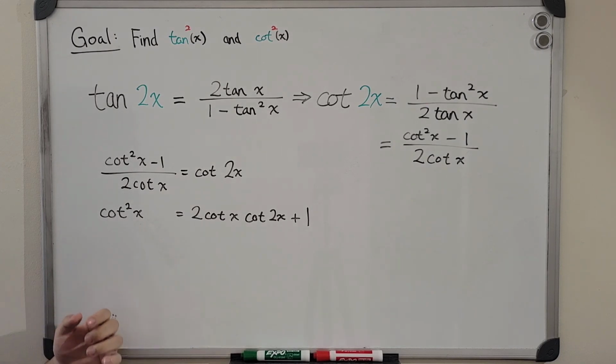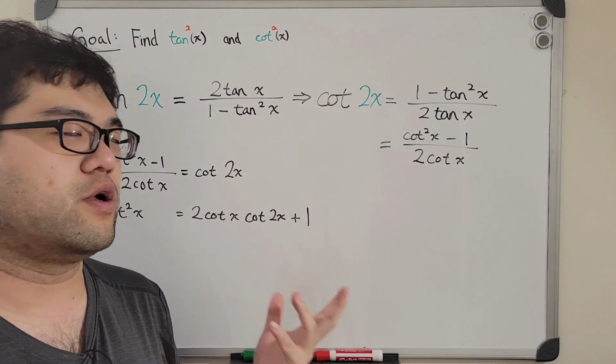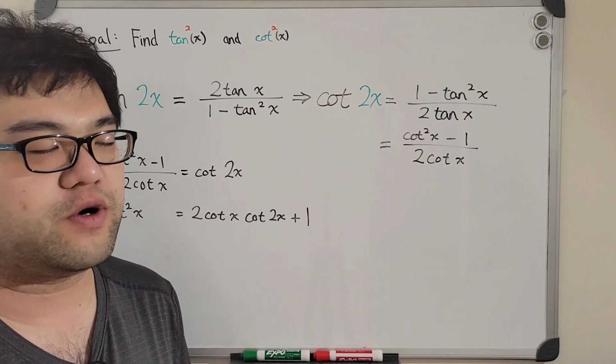Okay, that's it. So for the other 2 expressions, which are secant square of x and cosecant square of x, I'll leave it for the next video.